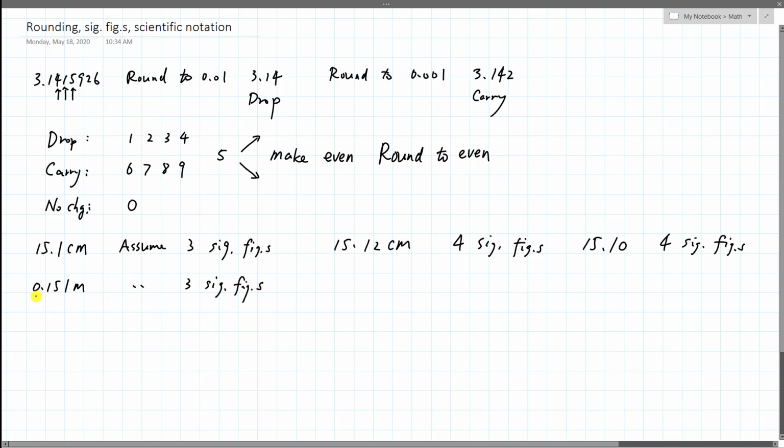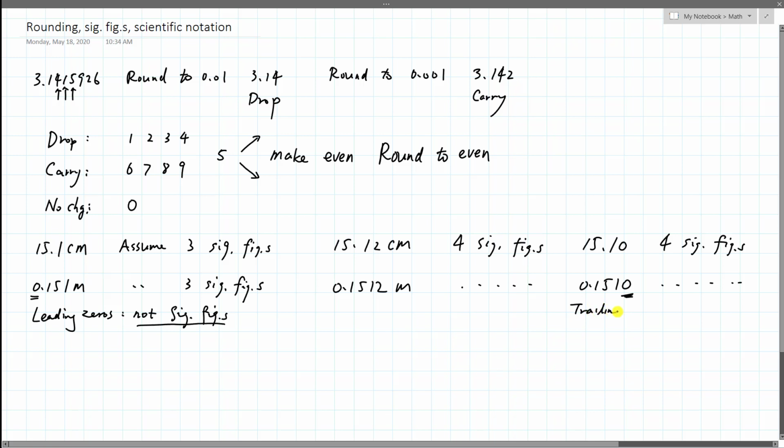And what we just observed is this leading 0 is not significant. So they're not sig figs. And I'll keep writing. I'll just write this number here. This one is 0.1512 meters. Apparently still is 4 sig figs. And if I do a 0.1510, still 4 sig figs. So what we conclude here is the trailing zeros are significant.